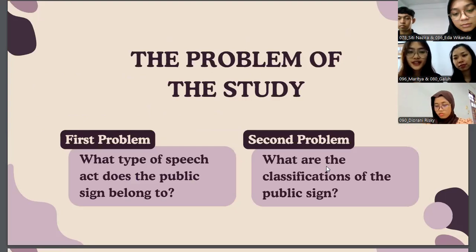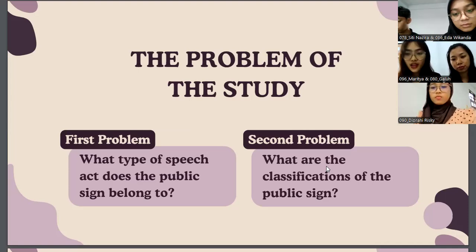Okay, the next one is the problem of the study. The first problem is what type of speech act does the public sign belong to? And the second problem is what are the classifications of the public signs?